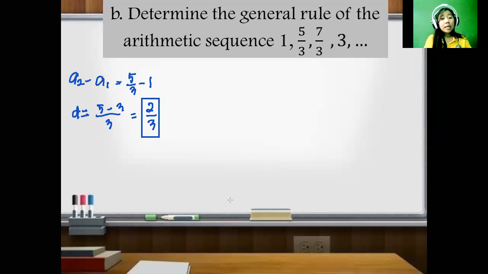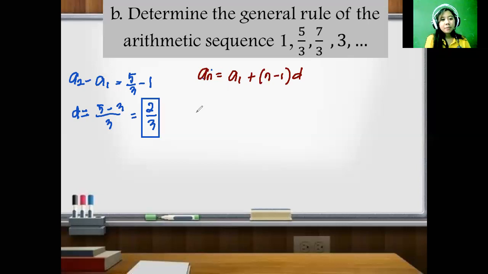Okay, now let's proceed po sa pag-formulate ng general rule ng ating arithmetic sequence. But first, we need to write the general rule of an arithmetic sequence. Okay, so a sub n, I'm going to use another color. So we have a sub n is equal to a sub 1 plus n minus 1 times d. Okay, so now let us substitute the value of a sub 1 and d to this general form or general rule for us to get another rule.